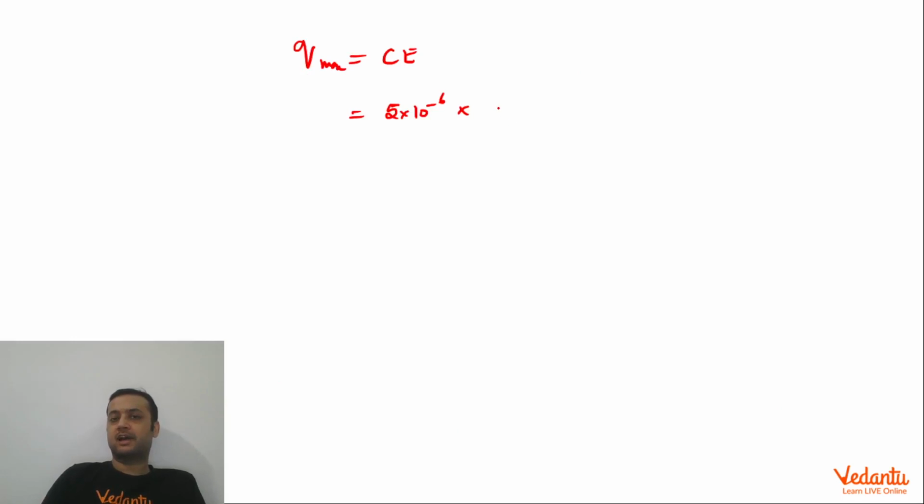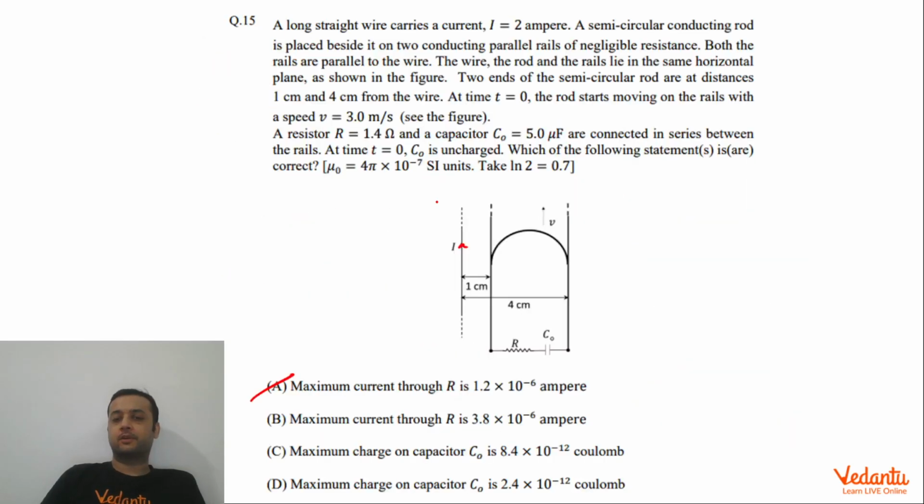So how much was I max? 1.2 into 10 to the power minus 6, and R was 1.4. Okay. Solving this, 12 times 5 is 60 and 4 times 6 is 24, which gives 8.4, into 10 to the power minus 12, right? So Q max becomes 8.4 into 10 to the power minus 4 coulombs.